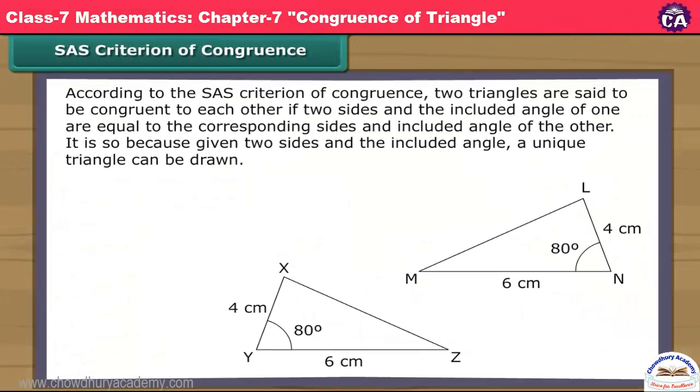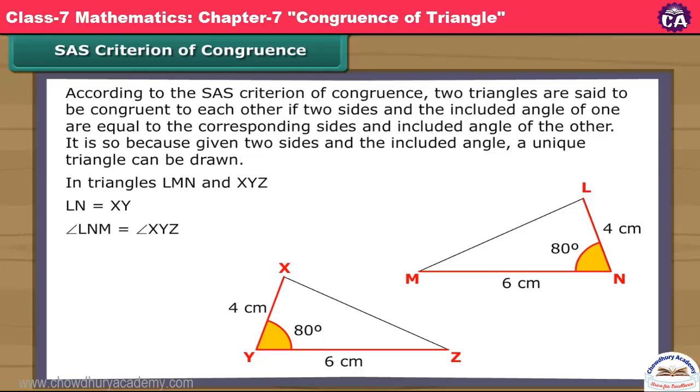According to the SAS Criterion of Congruence, two triangles are said to be congruent to each other if two sides and the included angle of one are equal to the corresponding sides and included angle of the other. It is so because given two sides and the included angle, a unique triangle can be drawn. In triangles LMN and XYZ, side LN is equal to side XY. Angle LNM is equal to angle XYZ. Side MN is equal to side YZ.